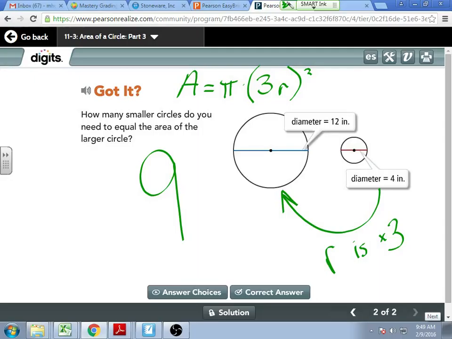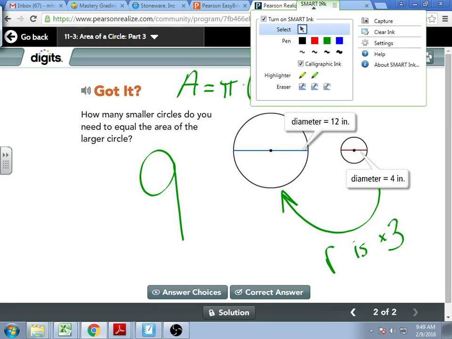I don't know if nintupled is a word. I don't think it is. Probably not. There probably is a word for times 9. But it would take 9 of the smaller to fit the bigger.